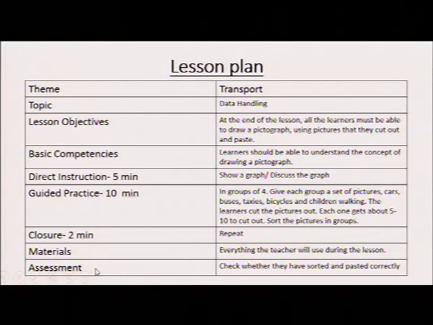When it comes to assessment, I check whether they have sorted and pasted correctly. So I will give them a worksheet, and then as a teacher, I will go around and check, and guide the learners that I've seen do not understand what I've asked them to do, so that I help them. So when it comes to assessment, I will check whether they have sorted or pasted correctly. This is what my lesson plan should look like.